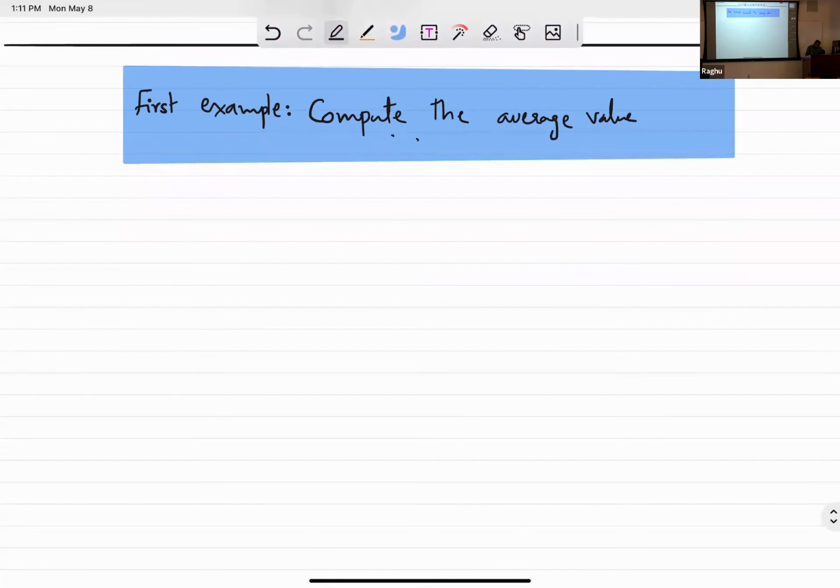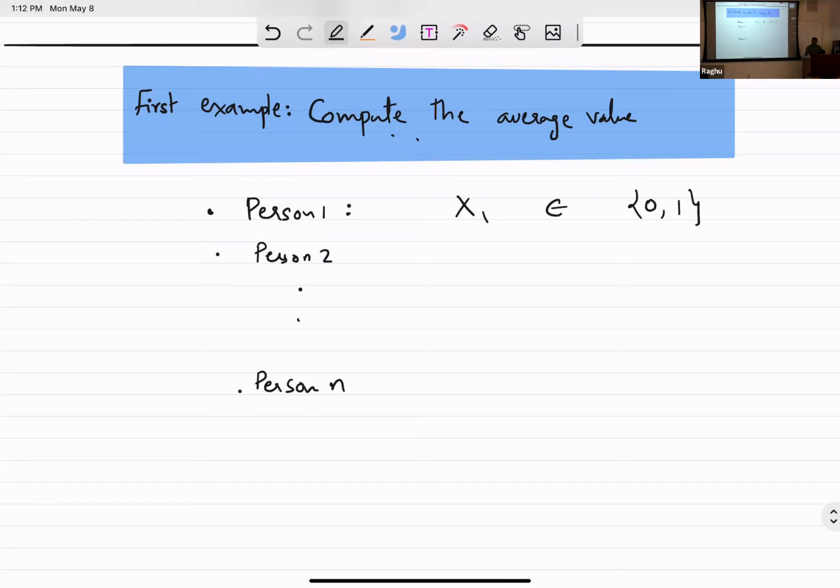So maybe to make it even simpler, let's say you have person 1, person 2, up to n people, and each person has a preference, as a variable, which is 0 or 1. Do they like ice cream or not, or something like that? That's the only thing that we are interested in.